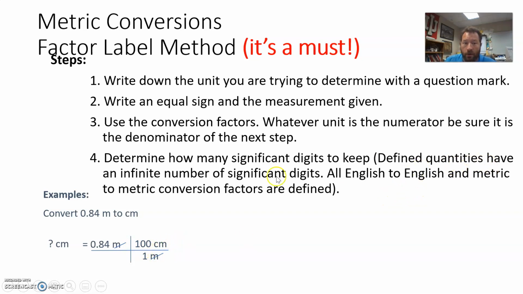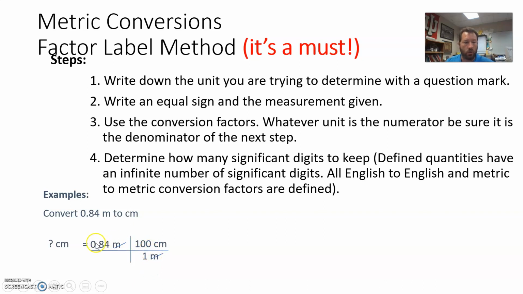A quick reminder, anytime we go from English to English or metric to metric, it's an infinite number of significant digits. So I know we might be looking at this 100 right here and the 1 right there, and you might say, hey, both those numbers only have 1 digit. Well, yes, except that it is a defined value, a defined quantity, so really they have infinite digits.